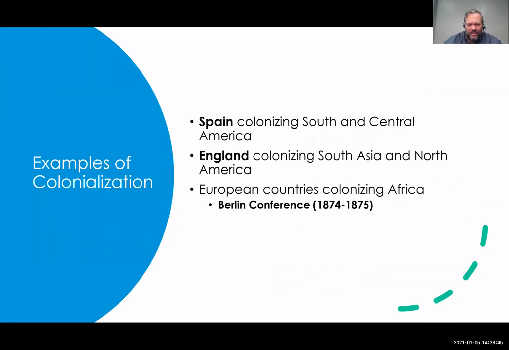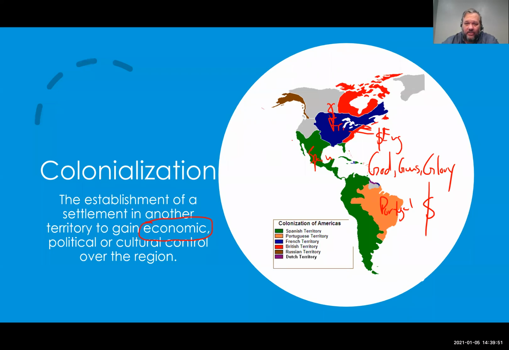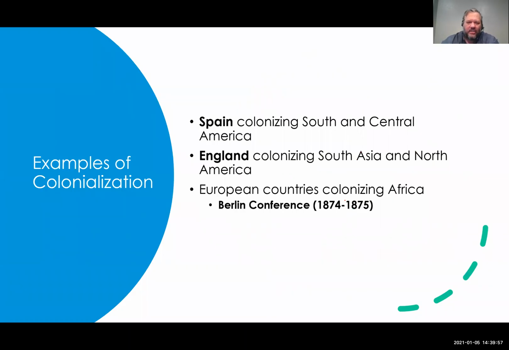And here's just a couple of examples. Make sure you're familiar with these. Spain colonizing South and Central America. That's the green. England is the red here. Again, blue is France. We've also got England in South Asia with India. And then we're also going to look at European countries colonizing Africa in the Berlin Conference, when Africa got broken up and different parts of Europe claimed different parts of Africa.